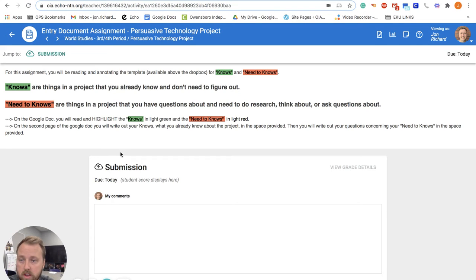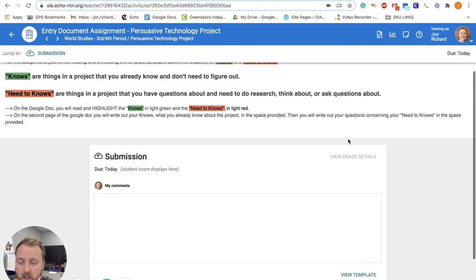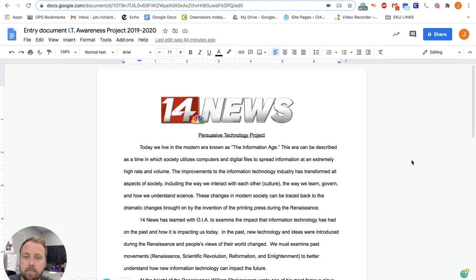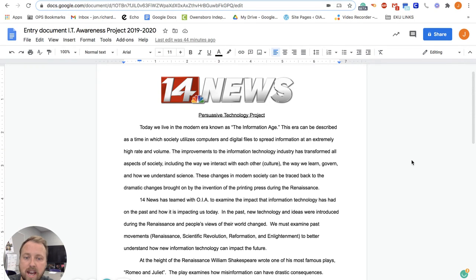We've done this before. And then on the second page, you're going to go down and write your knows and your need to knows for the project. You're going to make those into statements, okay? So that is due today. So let's look at that entry document together. I'll give you all a second to open up that template, and then we will read it together.